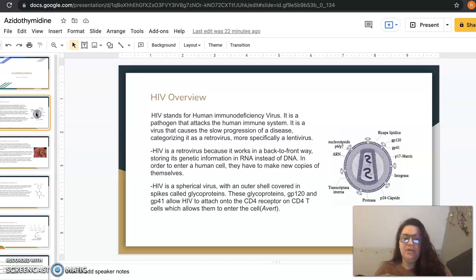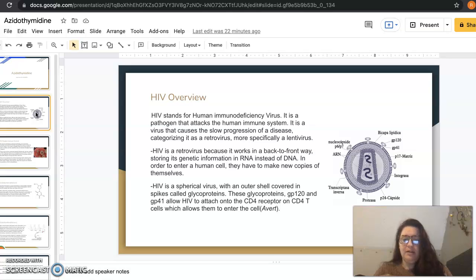So HIV stands for human immunodeficiency virus. It is a pathogen that attacks the human immune system, and it's a virus that can cause a slow progression of the disease. And this categorizes it as a retrovirus, more specifically in the subcategory of a lentivirus. It's a retrovirus because it works in a back-to-front way, storing its genetic information in RNA instead of DNA. So in order for it to enter a human cell, they have to make new copies of themselves.